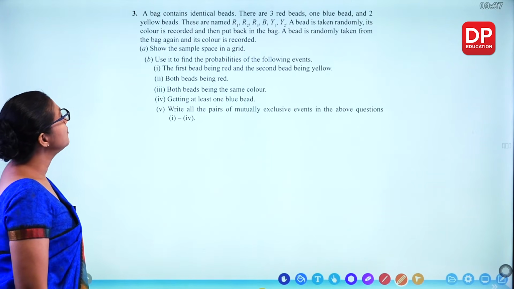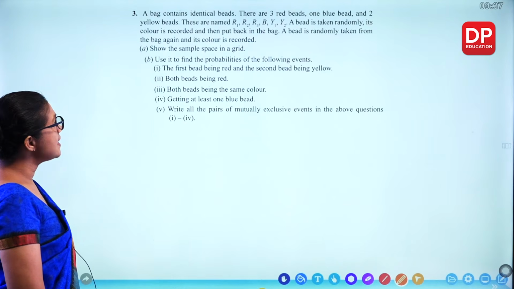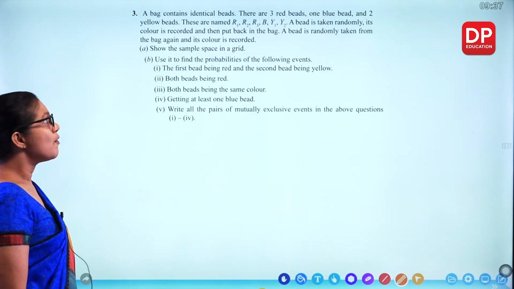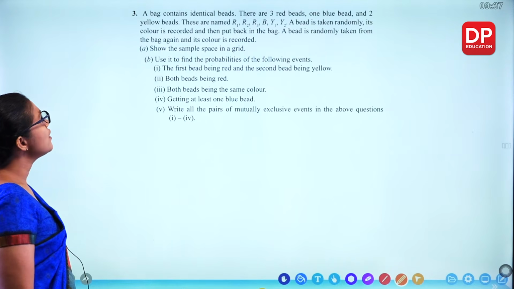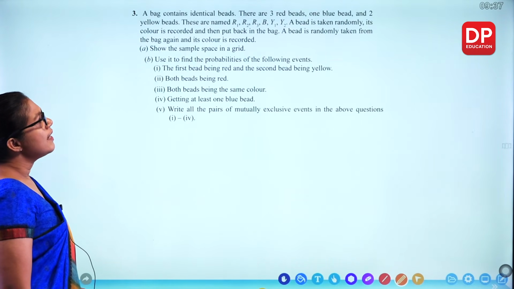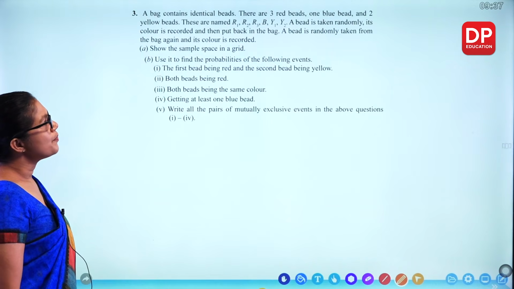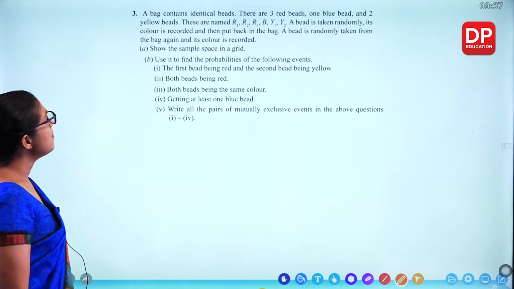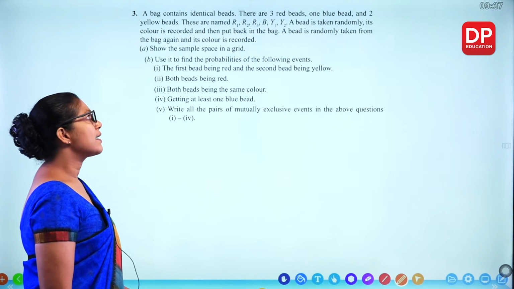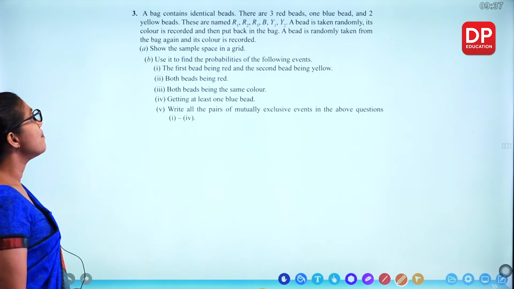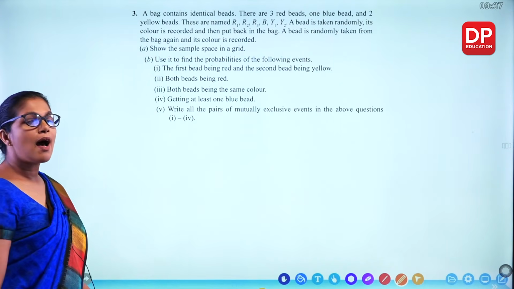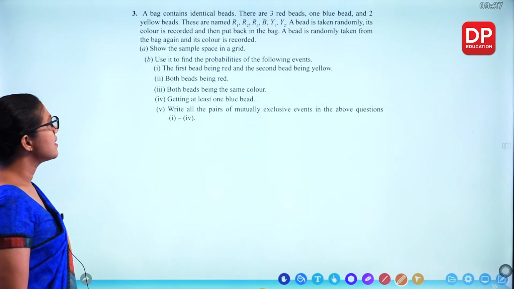Question number 3. A bag contains identical beads. There are 3 red beads, 1 blue bead and 2 yellow beads. These are labeled R1, R2, R3 and B and Y1, Y2. A bead is taken randomly, its color is recorded and then put back in the bag. A bead is randomly taken from the bag again and its color is recorded. Show the sample space in a grid.